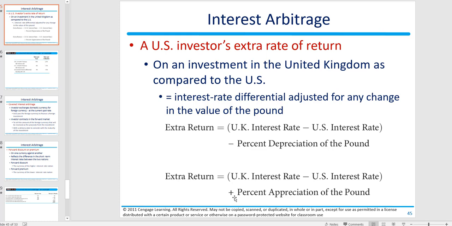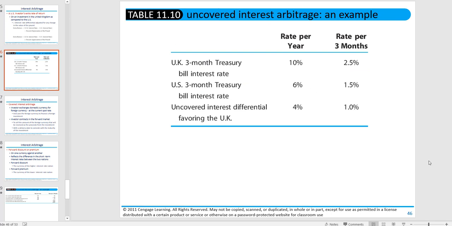Right? So this is showing you that your return on investing in a foreign denominated financial security depends not only on the interest rate differential, but also on the currency fluctuation. If the foreign currency gets weaker, that is going to diminish your profits. If in the meantime the foreign currency appreciates, that's going to add to your profits. And that's the simple example portrayed here on table 11.10.